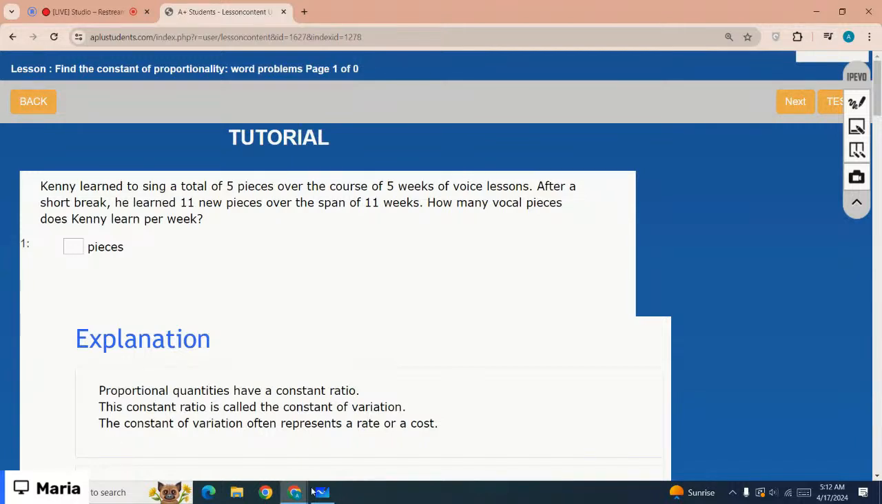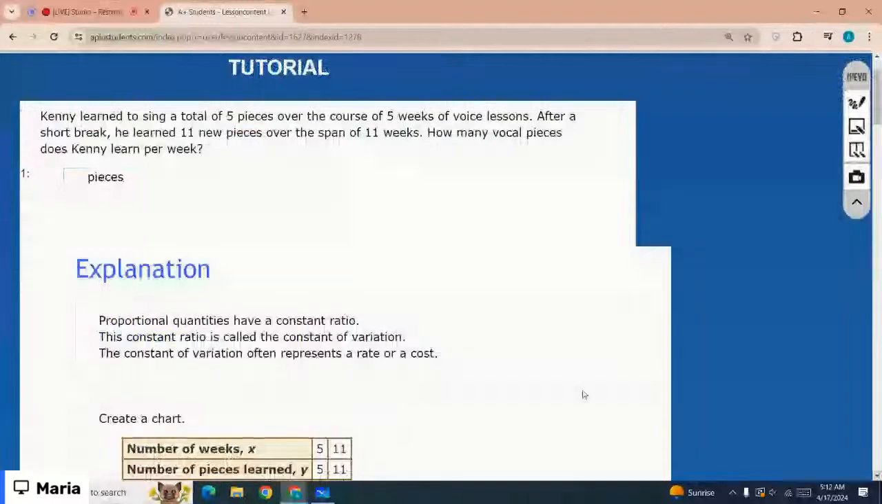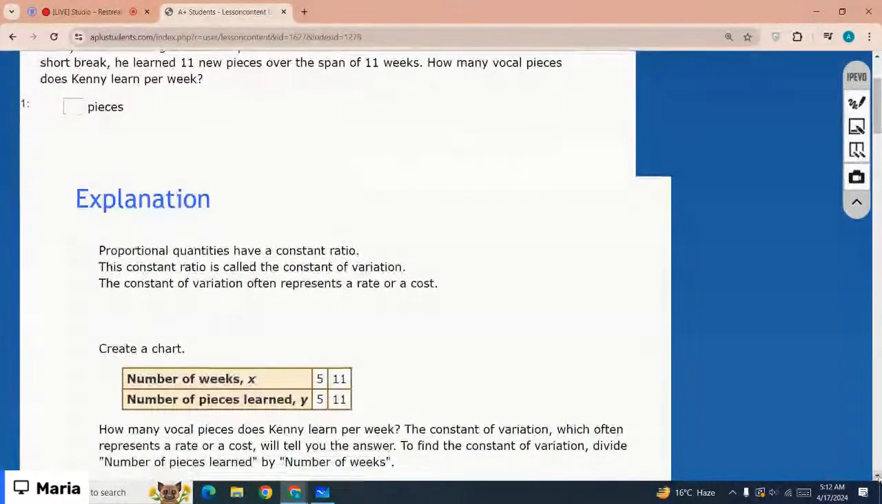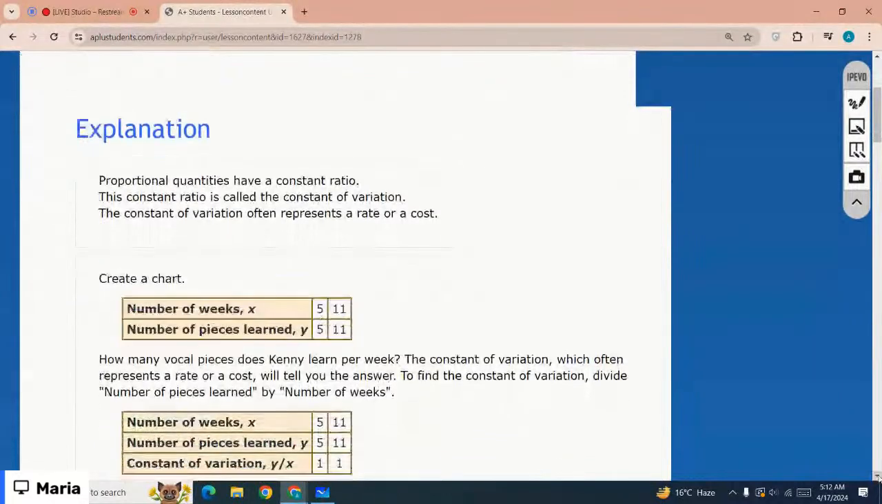Proportional quantities have a constant ratio. The constant ratio is called the constant of variation. The constant of variation often represents a rate or a cost. Let's create a chart with the number of weeks and the number of pieces. She learned 5 pieces in 5 weeks, and after a short break, she learned 11 pieces in 11 weeks. You have to calculate the constant of variation.